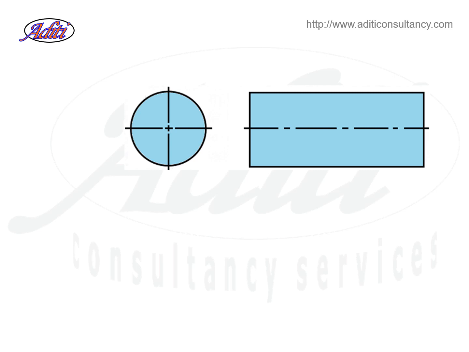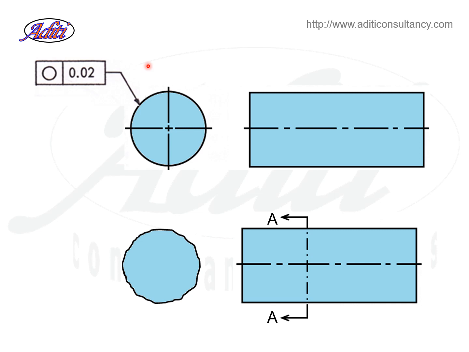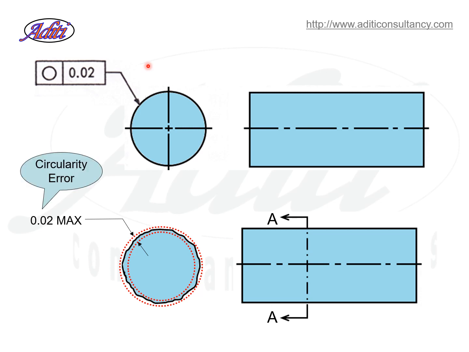Now if you specify circularity error allowable 0.02, the meaning is what? At any cross section, any randomly selected cross section, if you take number of points on the surface and enclose them between two concentric circles and measure the radial distance between these two circles, that error should not be more than 0.02 mm. In the best case, that error can be 0, but the maximum allowable error is 0.02 mm. That is what is circularity.